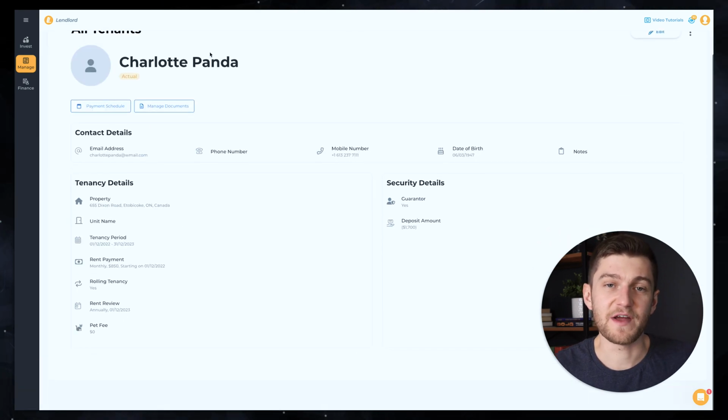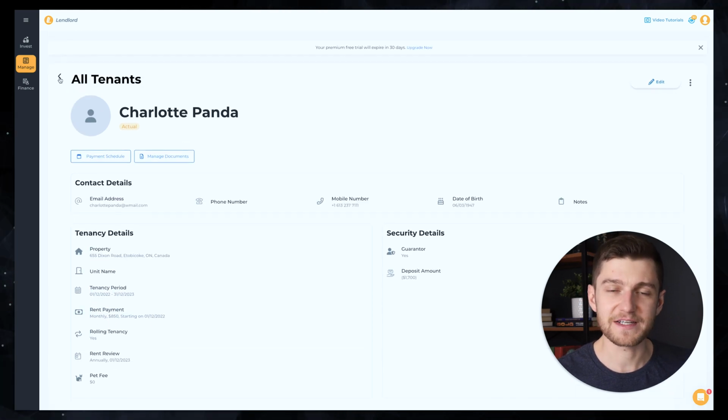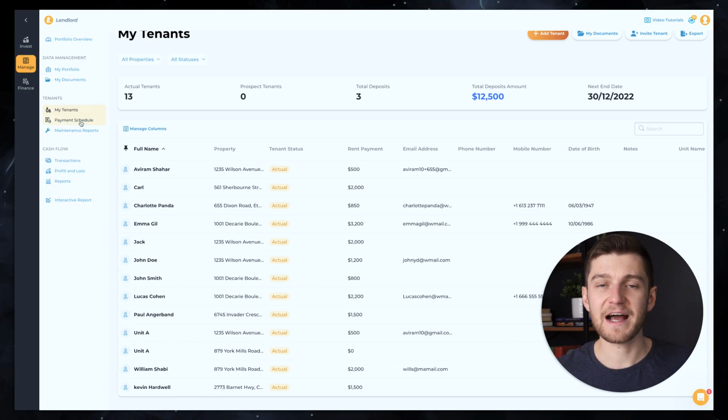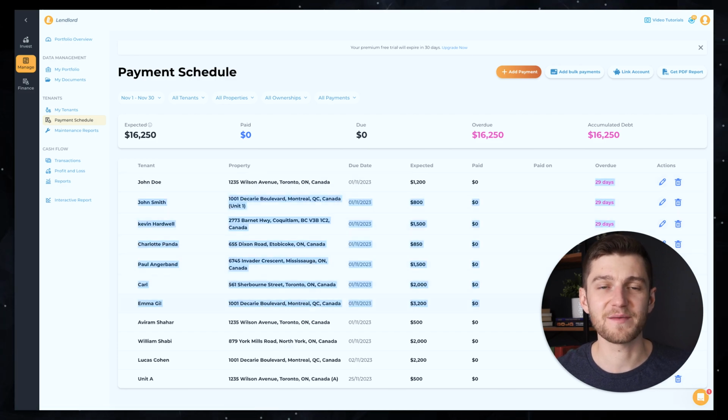Now, this of course is a very important feature because Landlord will remind you of when each tenant's rent is due, allowing you to stay on top of late payments. And as you mark the payments as received, your entire portfolio income is updated monthly.